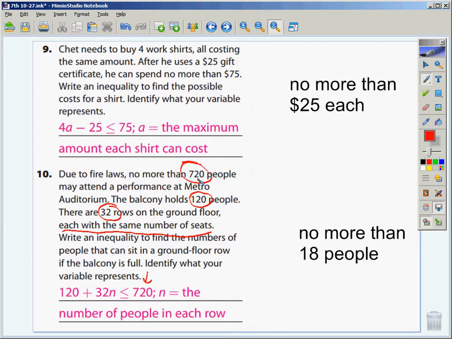Can it be equal to 720 when it says no more than 720? Damien? Can it be equal to 720? No more than 720. Is 720 more than 720? So it could be equal. Can it be greater than 720? No. So it's got to be less than or equal to. This is going to give me my inequality. So I'd solve it from there. 120 plus 32n is less than or equal to 720.